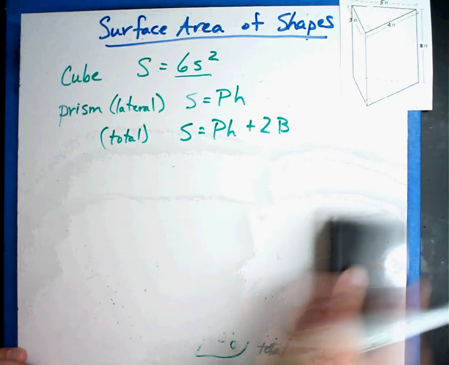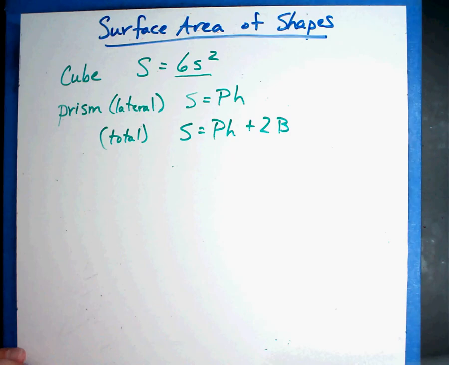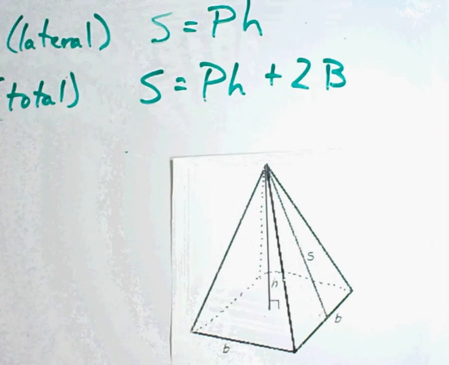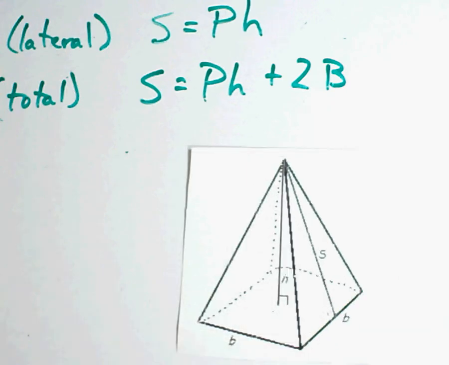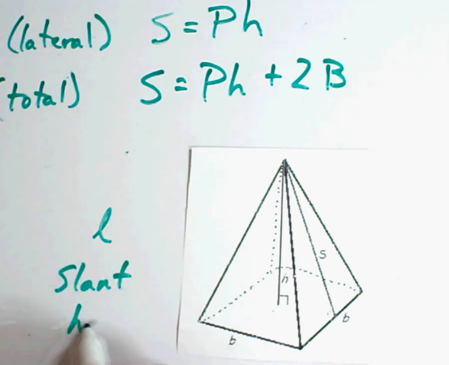Done cubes and prisms. Let's talk next about a pyramid. Here's an example of a pyramid. Now, in this pyramid, again, there's going to be two formulas, and they're going to talk about L, the letter L, in the formulas, which used to be called what is called the slant height.